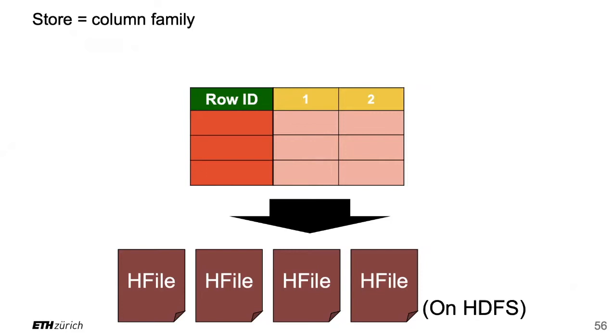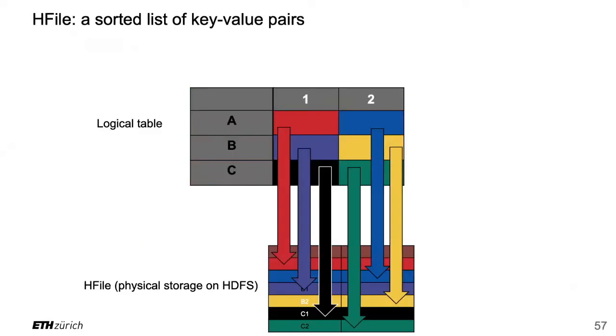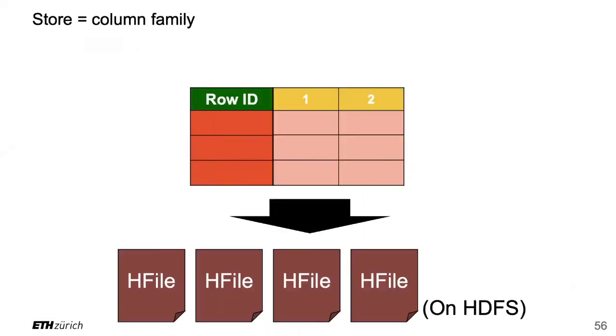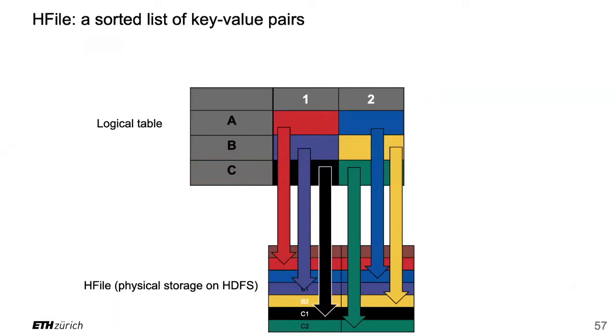So the cells will be stored as 1 or 2 or 3 or more H files on HDFS. What's inside? We'll also come to that. We'll also show you what is inside and how they look like. But the idea is that you can view an H file as a sequence. Guess what? The key value model is back, right? So every H file is just a sequence of key values.